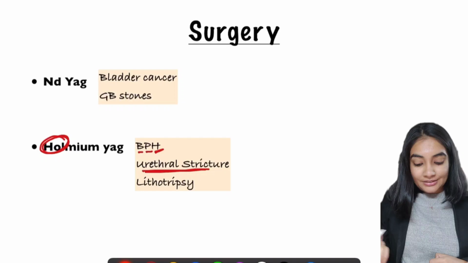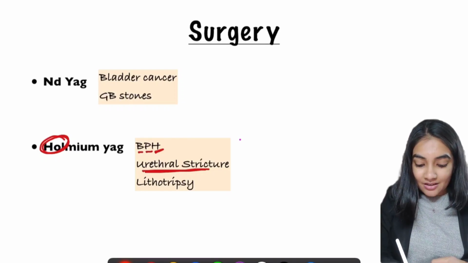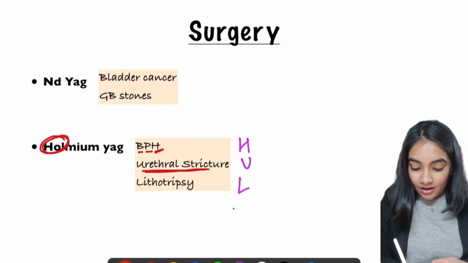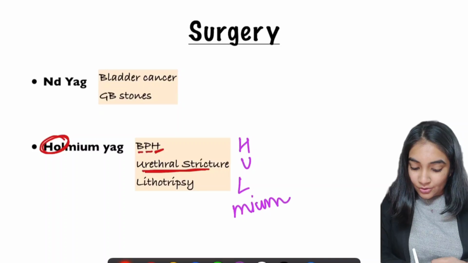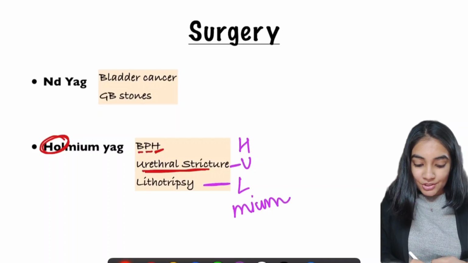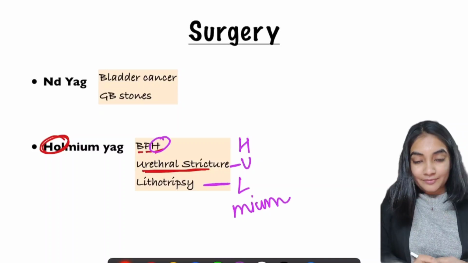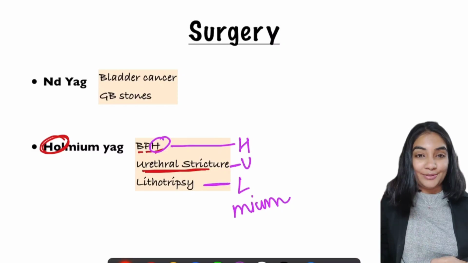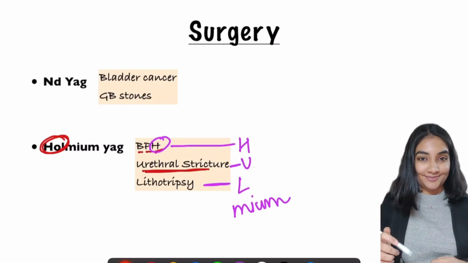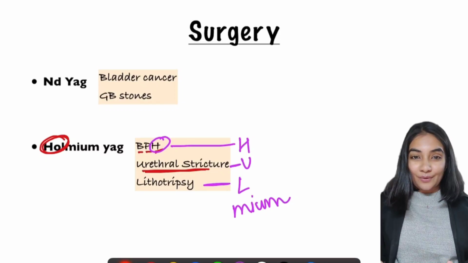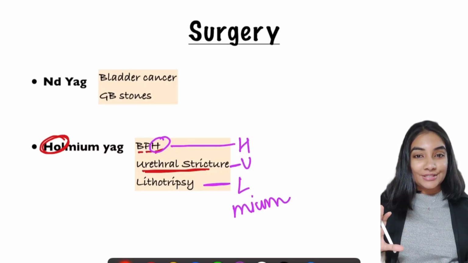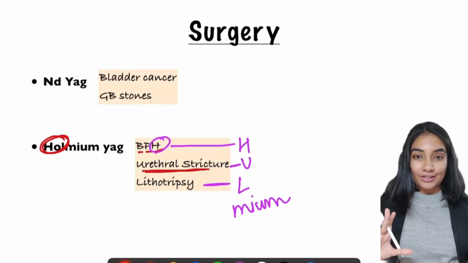or the other way is we remember it as holmium YAG, lithotripsy, urethral stricture, hypertrophy. Holmium YAG for BPH, urethral stricture, lithotripsy. Okay, so that is all in all the important lasers that you need to know for your NEET exam.